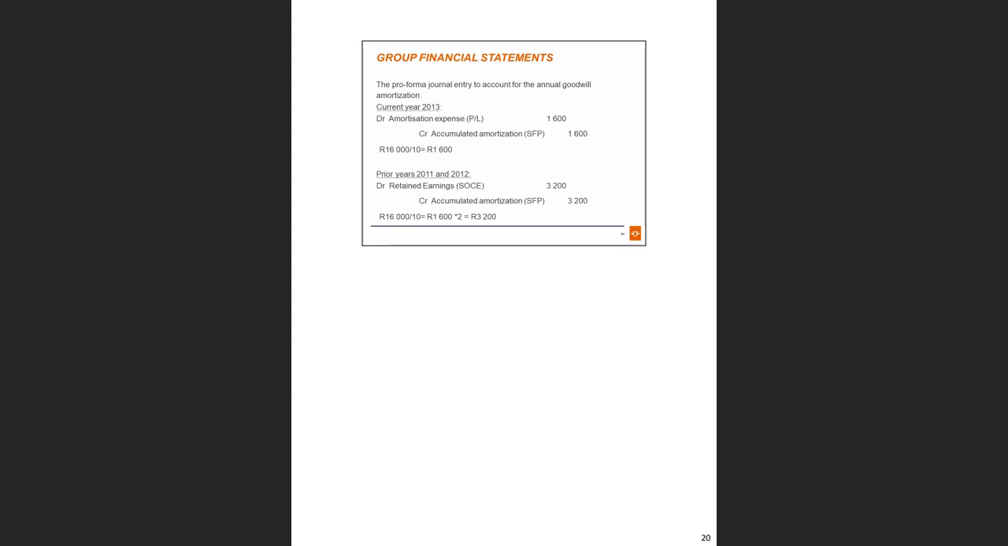So you can do it that way, it is correct, but just make sure you don't make a silly mistake, okay? So this is the journal entry to amortize goodwill, okay? It looks like you all understand that. Remember, we're processing goodwill for the current year, and then we need to process it for the years 2011 and 2012 as well. So let's have a look at the next slide.